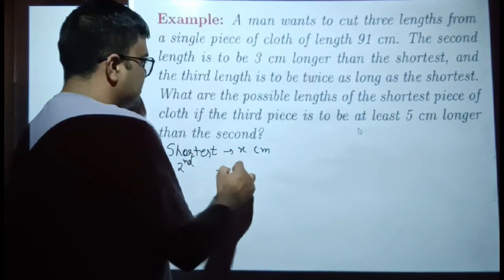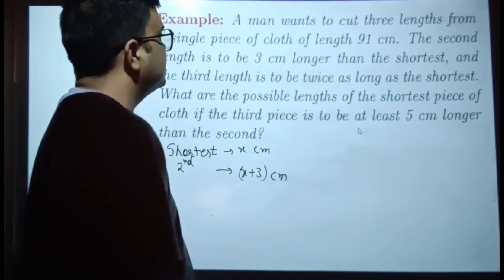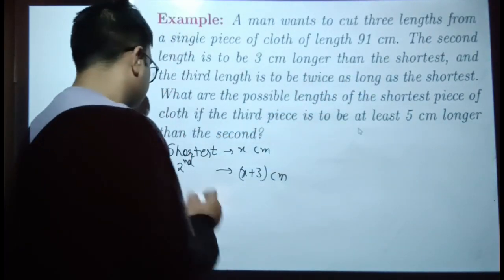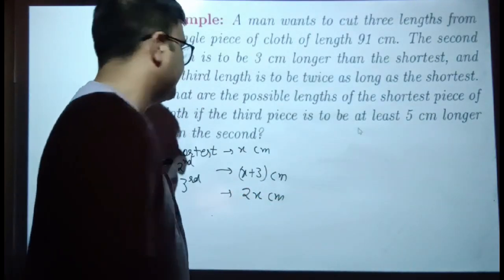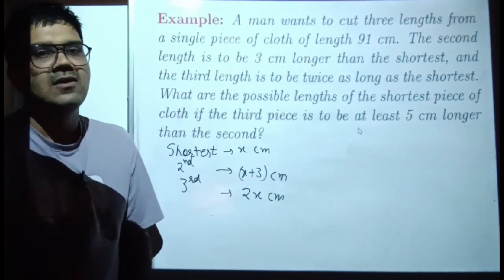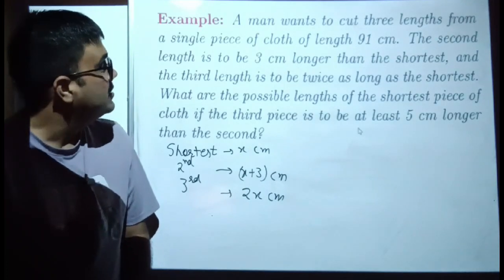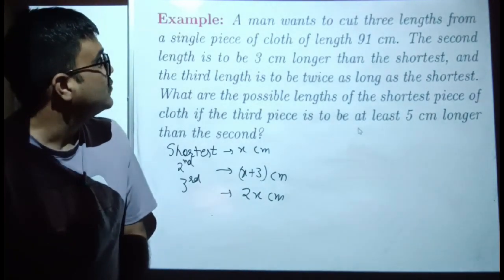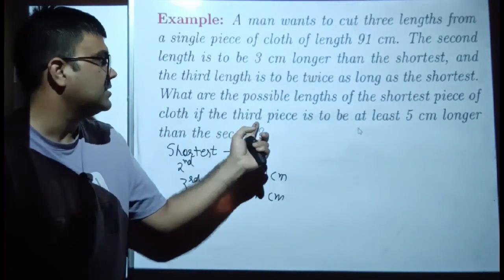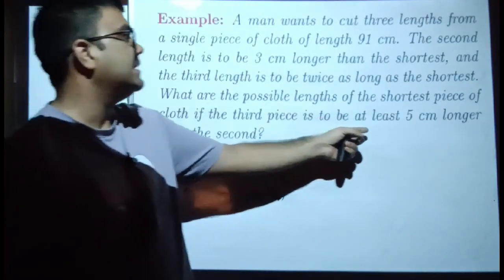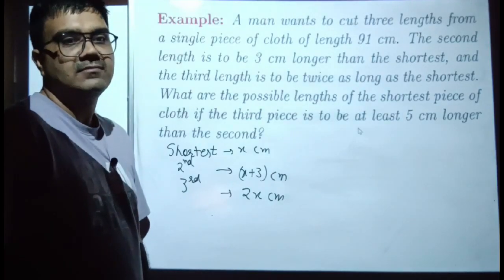The second length we have is x plus 3 centimeter, and the third length is to be twice as long as the shortest. These three conditions are given. What are the possible lengths? The total length is also given to us. The man wants to cut 3 lengths from a single piece of cloth of length 91 centimeter. What are the possible lengths of the shortest piece of the cloth if the third piece is to be at least 5 centimeter longer than the second one?